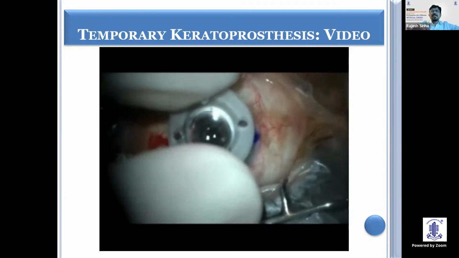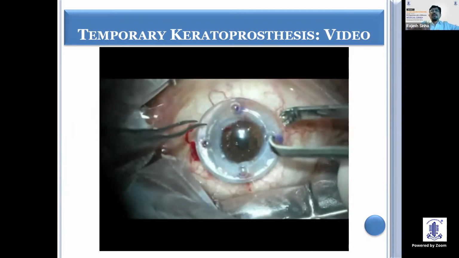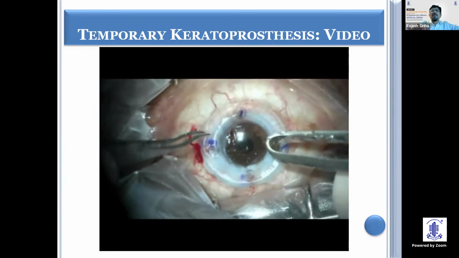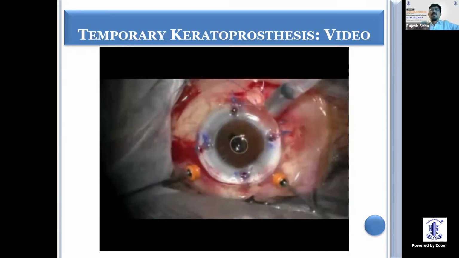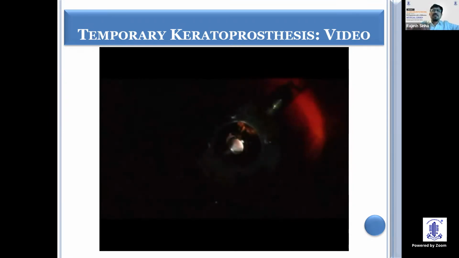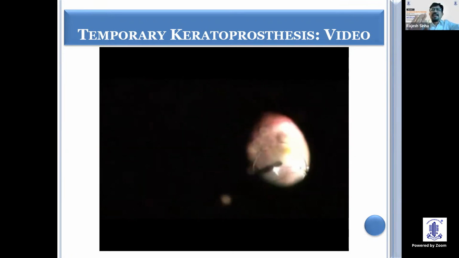the temporary keratoprosthesis is placed. Now there are holes here through which sutures can be passed. You can use any suture. You can use nylon suture. You can use toluene suture to fix it up. And once it is fixed and there's no leak through it, you can go ahead and do a vitrectomy. And then as you can see, the vitrectomy is being done. The IOL is lying flat on the retina.